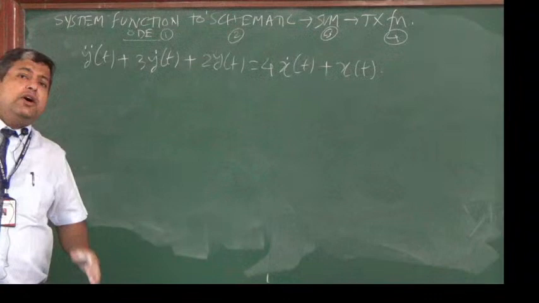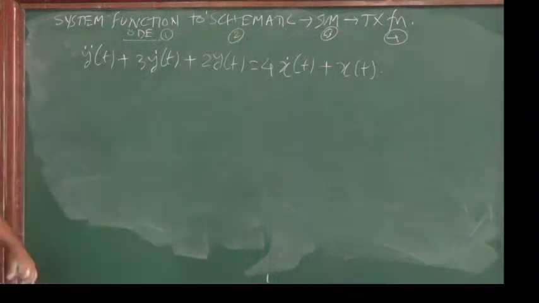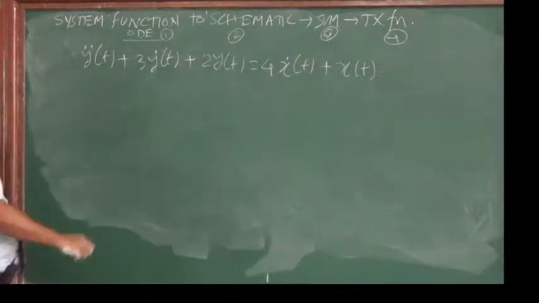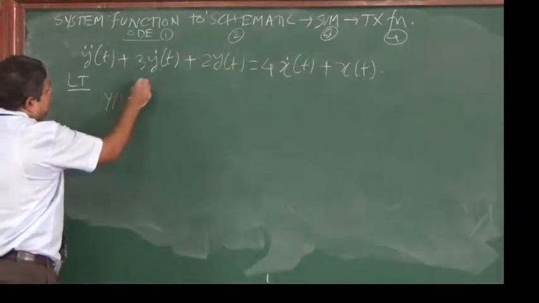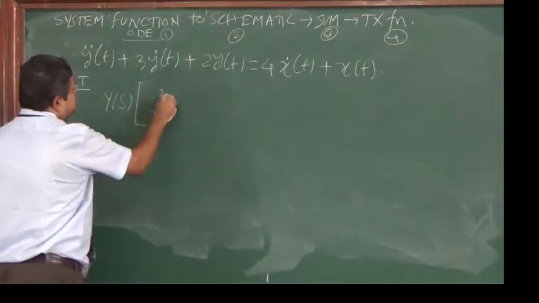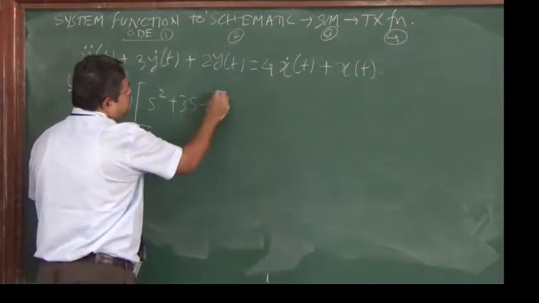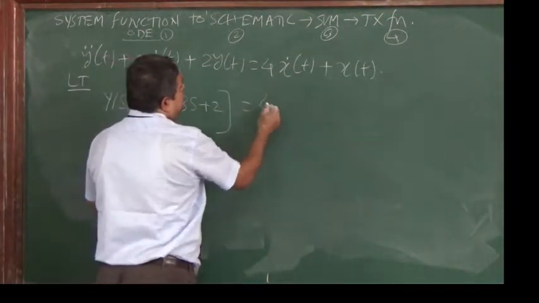Assuming zero initial condition, how can we get the system transfer function? So directly we can find it with Laplace. You can find this Y(s) if you are taking. So this becomes (s square plus 3s plus 2) Y(s) is equal to (4s plus 1) X(s).